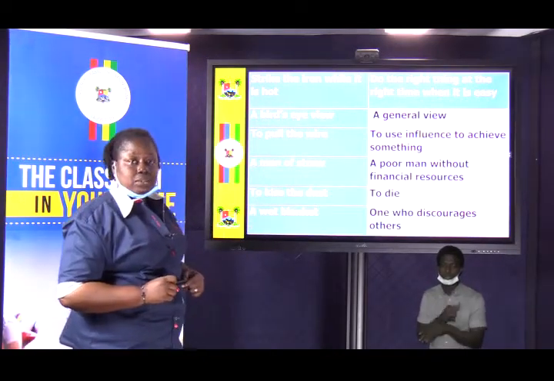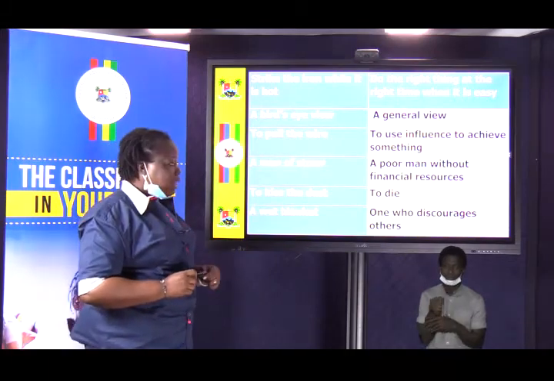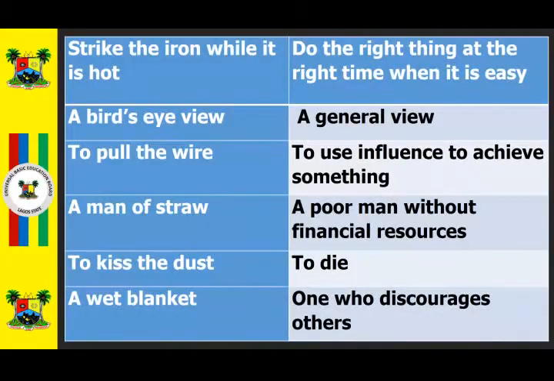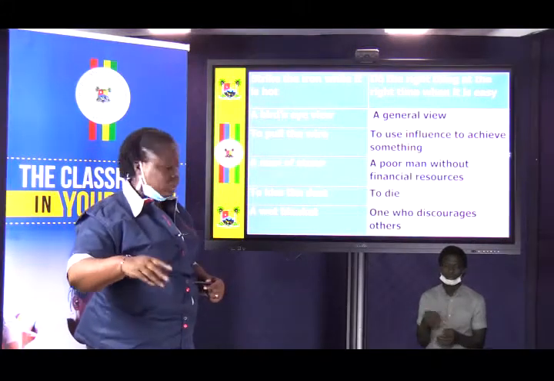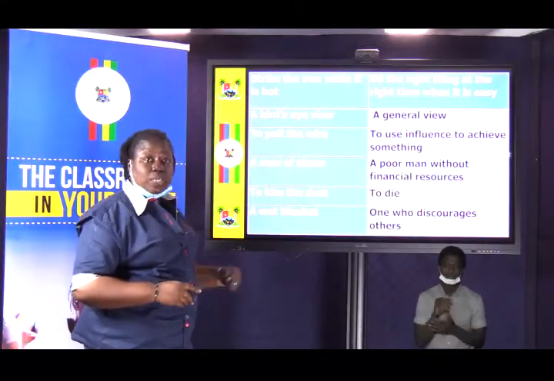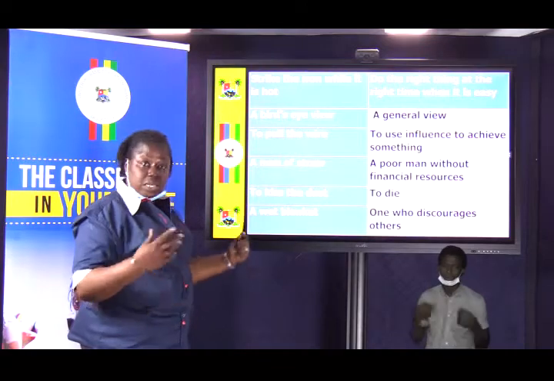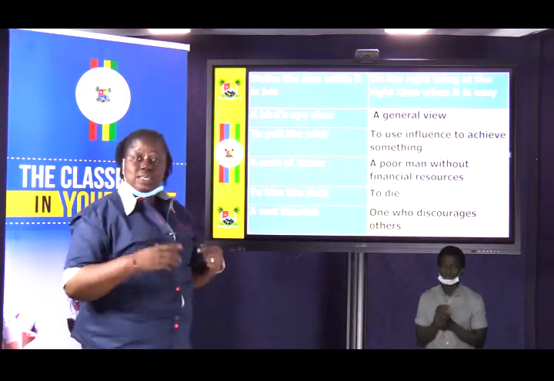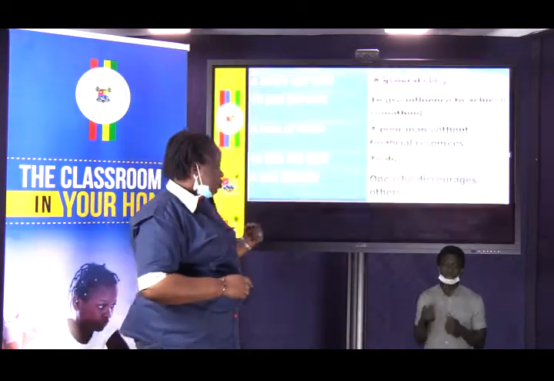A wet blanket. That is someone who discourages others. Oh, I want to do this. Ah, don't do it. It will not fetch you anything. You will always discourage someone. That is a wet blanket person. The person is a wet blanket. That is, he is one who discourages others.